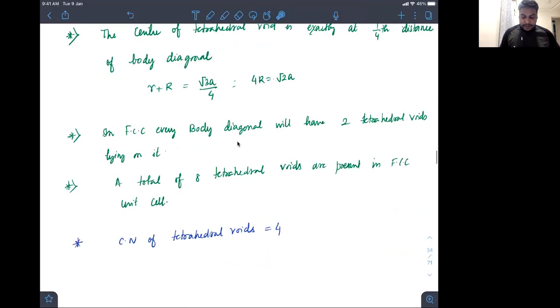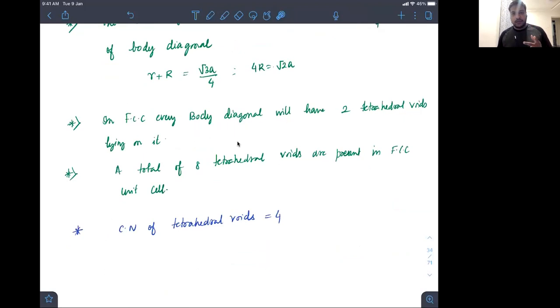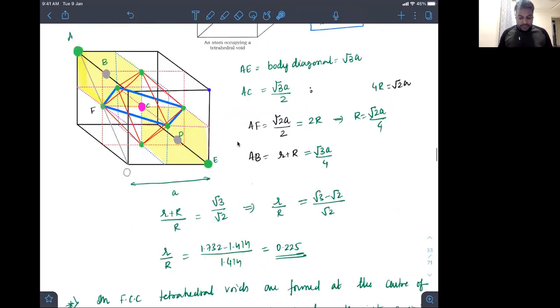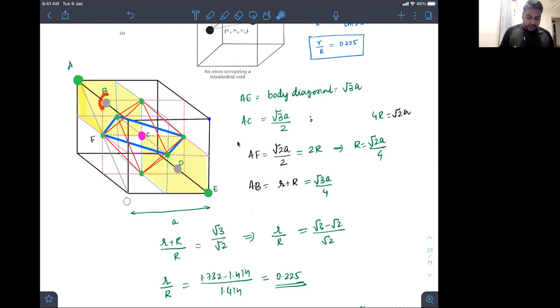And in FCC, every body diagonal will have 2 tetrahedral voids, isn't it? I've shown that also here. You can see this is one body diagonal. So we have 2 tetrahedral voids. Like that, how many body diagonals we have? This is one body diagonal, number 2, body diagonal number 3. Okay. And where is the other body diagonal? Yeah, body diagonal number 3 here. And this one is the other body diagonal. Total how many? 4 body diagonals.